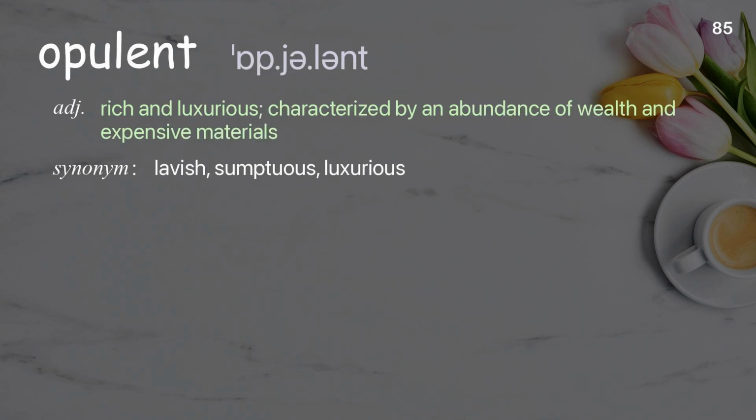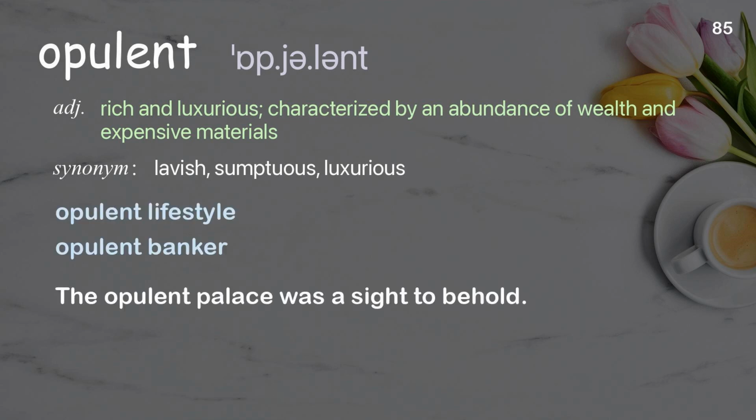Opulent: rich and luxurious, characterized by an abundance of wealth and expensive materials. Examples: opulent lifestyle, opulent banker. The opulent palace was a sight to behold.